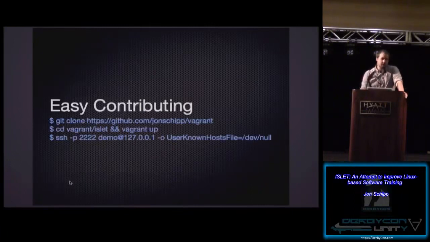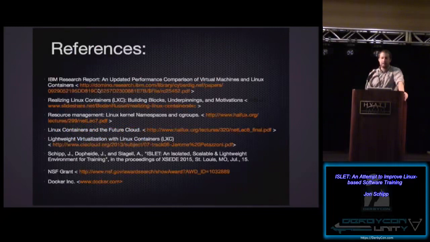Also, for contributions, if you'd like to help out with ISLET, an easy way to do it is to pull down the Vagrant configuration, run it, connect to it, and then send me patches or pull requests. And it was a part of a National Science Foundation grant. There's the grant number right there if anybody's interested. And you can contact me at johnship@gmail.com. There are plenty of references right there for some of the research that we did.